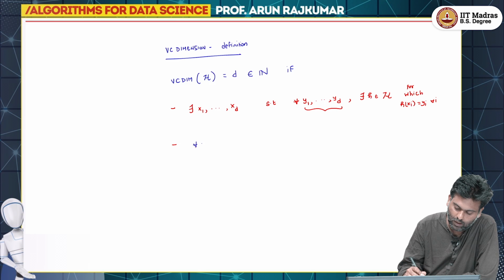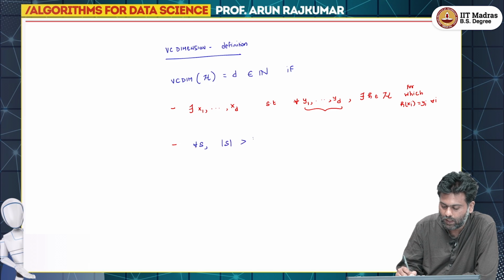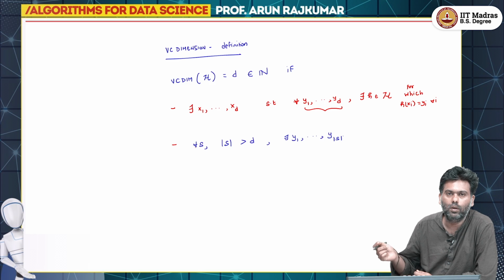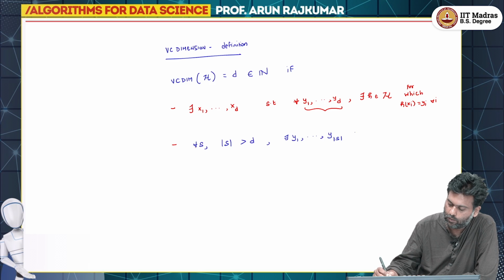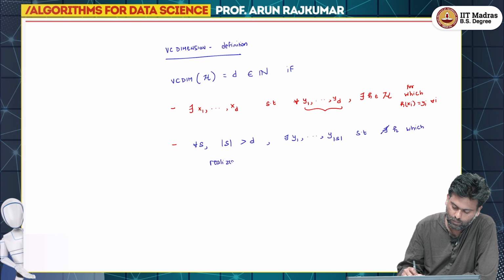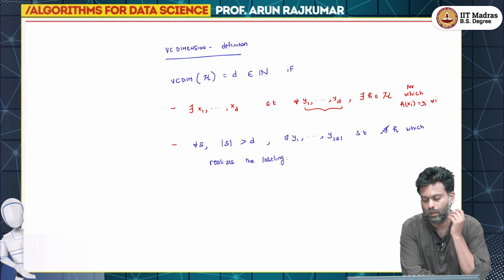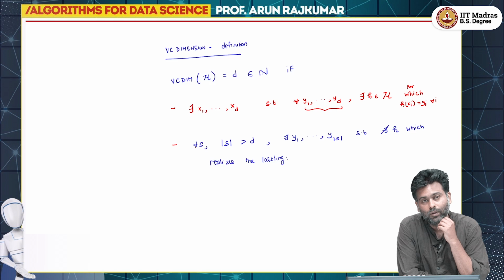So, for every data set, no matter how intelligently you pick the data set, if it has greater than d points, then there exist y1 to yd, a set of labels I can intelligently choose for the data points in S, such that there does not exist an h which realizes this labeling. The conditions and the qualifiers are important.